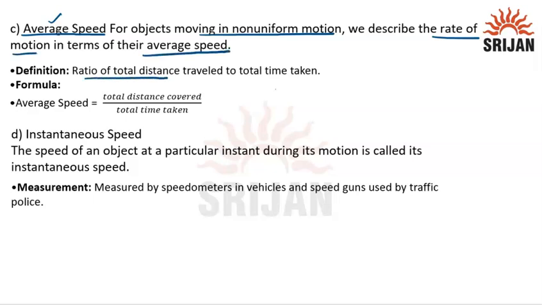It is the ratio of total distance traveled to the total time taken. This is the formula for average speed, that is, total distance covered divided by the total time taken.